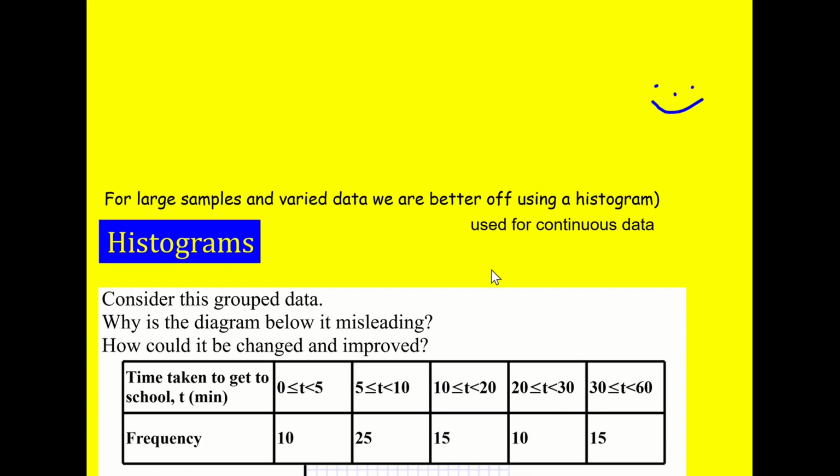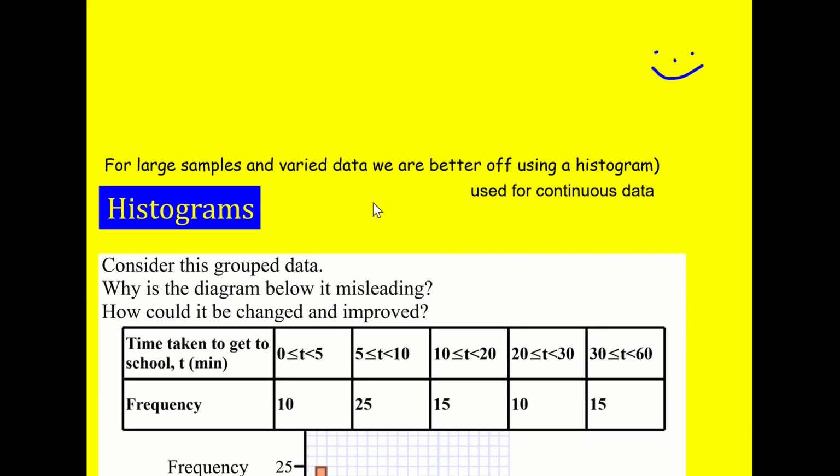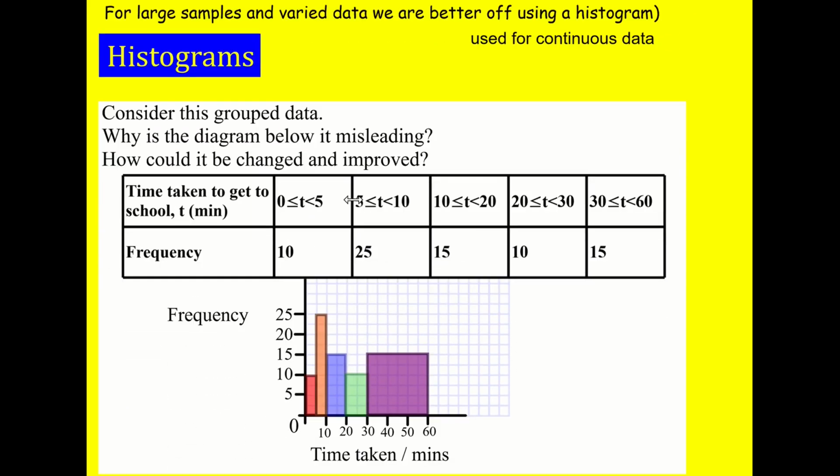So if we look at this grouped data here, if you did know the raw data, stem and leaf would at this point be quite messy. Maybe we don't even know all our raw data. In any case, we can use a histogram to represent it. Now, why is this diagram misleading? I'm plotting the time taken against the frequency. There's nothing actually incorrect about what I've drawn, but what is misleading, and how could we change and improve it?